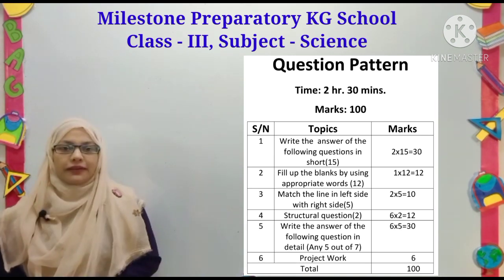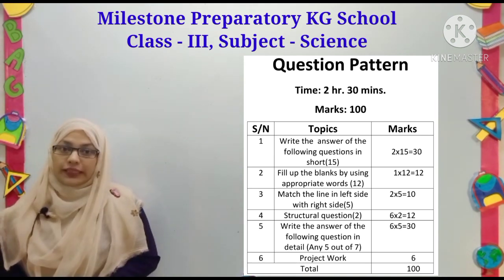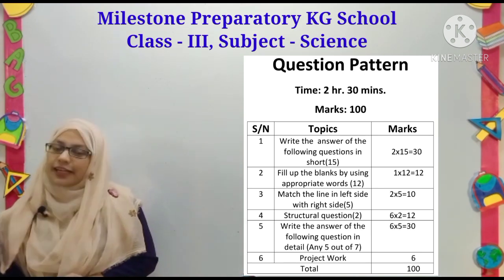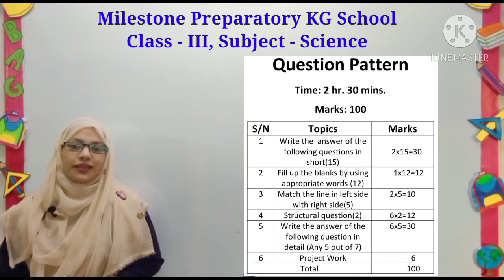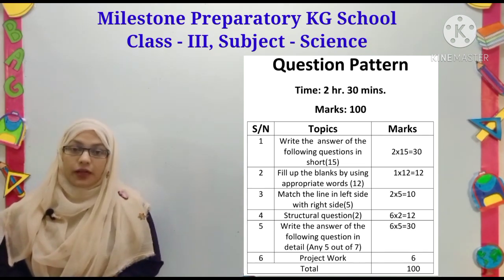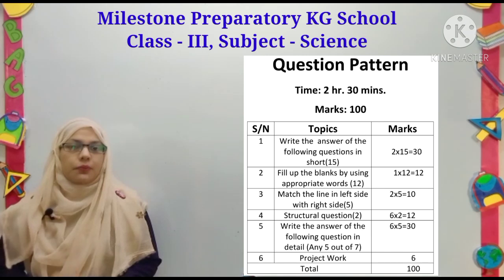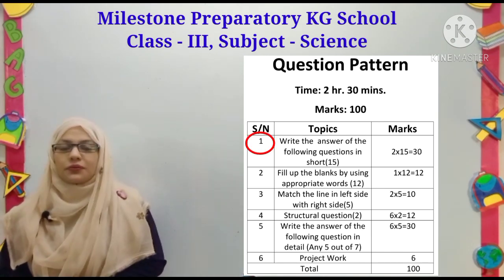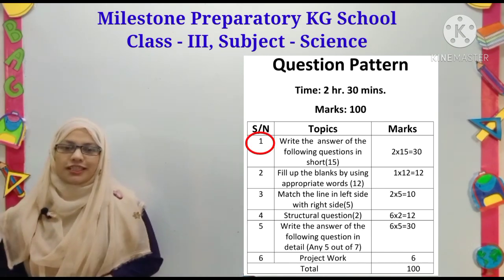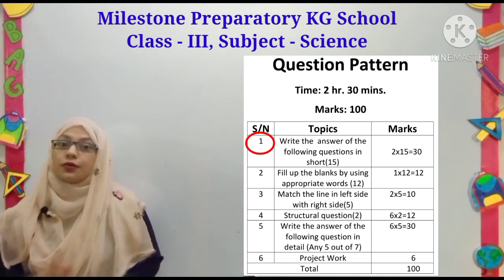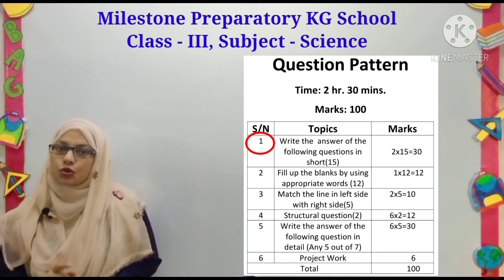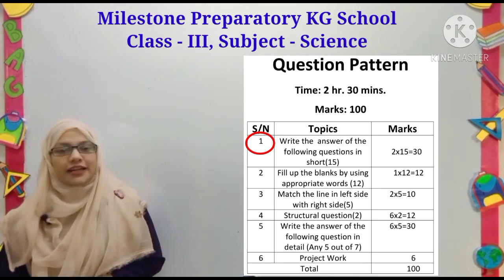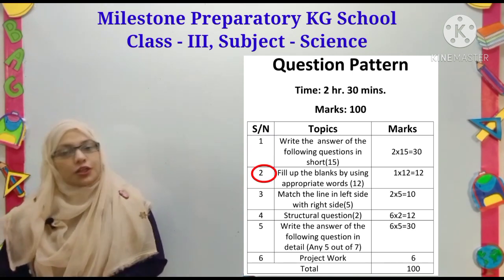Let me explain. For this question paper, you will get 2 hours and 30 minutes and your total marks will be 100. Now, you will receive here 6 items. Item number 1, write the answer of the following question in short. It means you will receive here 15 short questions. Each question will carry 2 marks. Total 30 marks.